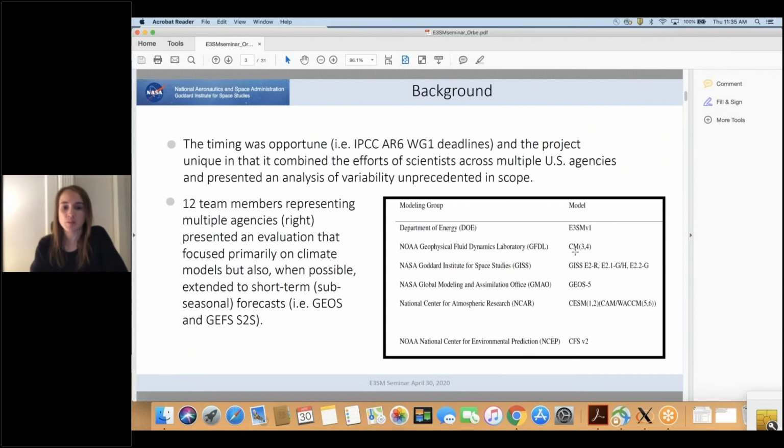Specifically, we're going to be looking at these model versions shown right here in this table, which comes directly from the paper. What you can see is that primarily these are climate models, but we've also incorporated some of the subseasonal S2S results from the Global Modeling and Assimilation Office, as well as some of the GFS forecasts. So primarily we're focusing on an evaluation of climate modes, but there is some discussion of how this may potentially extend to short-term subseasonal forecasts.